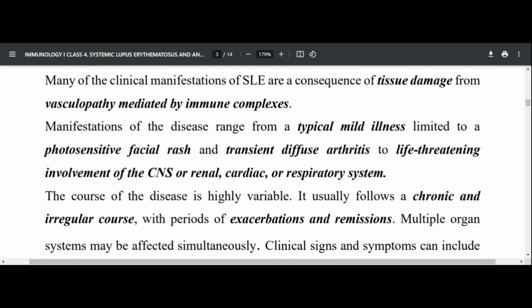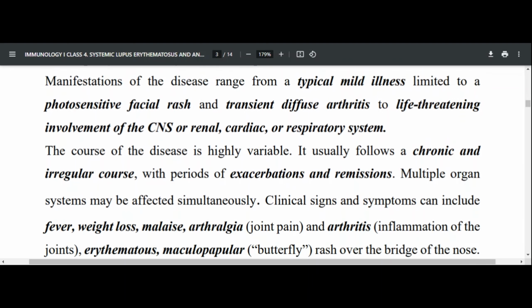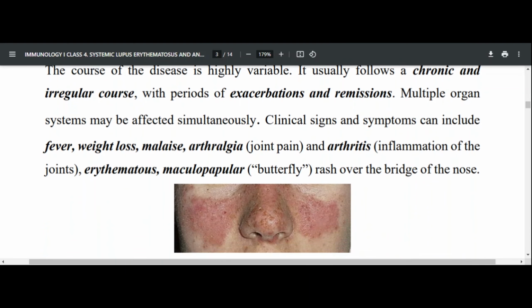The course of disease is very variable. It usually follows a chronic phase, with irregular courses and periods of exacerbations and remissions. Sometimes there are exacerbations, a very active form of disease, and also remission time without symptoms. Multiple organs are affected at the same time, and the clinical symptoms can include, apart from fever, weight loss, malaise, arthralgia, which is joint pain, and also arthritis, which is inflammation of joints, erythema, which affects the skin, and the malar rash, also called the butterfly rash over the bridge of the nose.